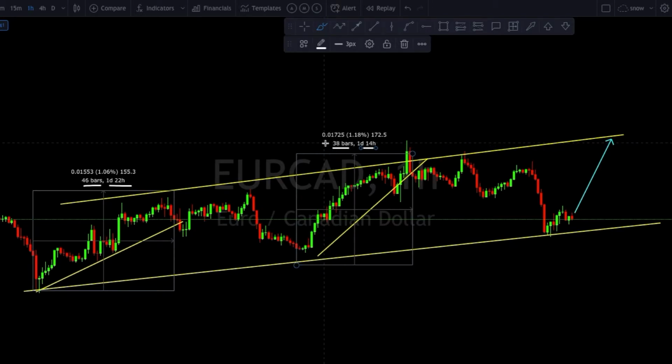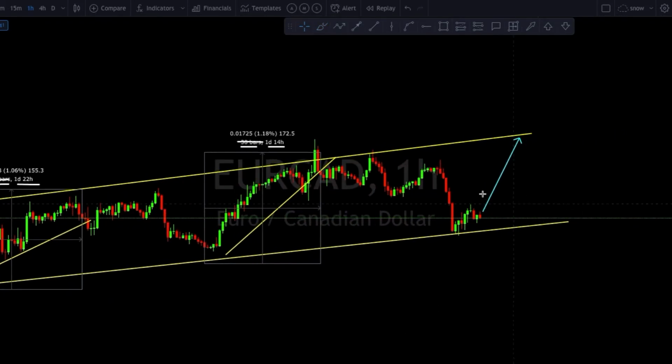But basically, I don't really focus on the bars. I only focus on the time, on how long it took. So if these two trends both took about a day and a half, more than a day to reach up here, the chances are this third wave is going to take even a day and a half to reach up here.